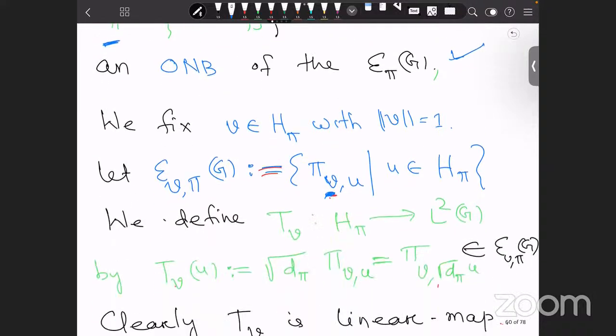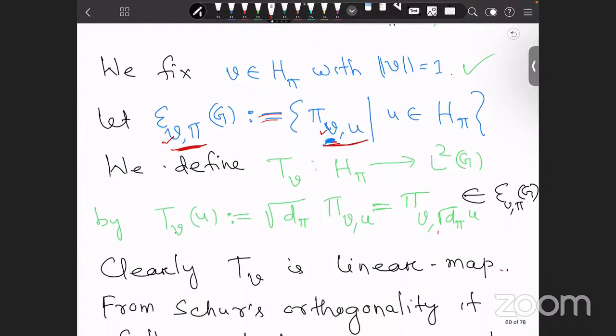Now we fix v belonging to H pi with norm of v equal to 1. Now I define E v comma pi (G) as nothing but the collection of matrix coefficients pi v comma u, so that u belongs to H pi. So remember this definition: E v comma pi (G) is nothing but this collection of all matrix coefficients pi v comma u, so that u belongs to H pi. The first coordinate is v. This is the way to remember this definition.